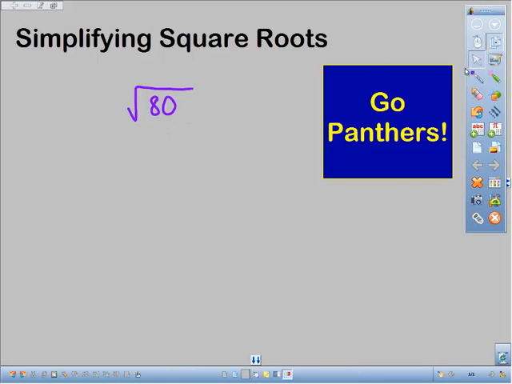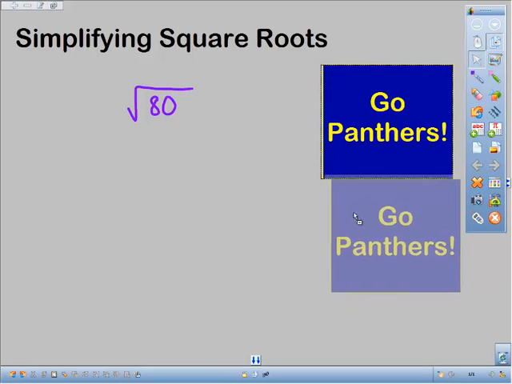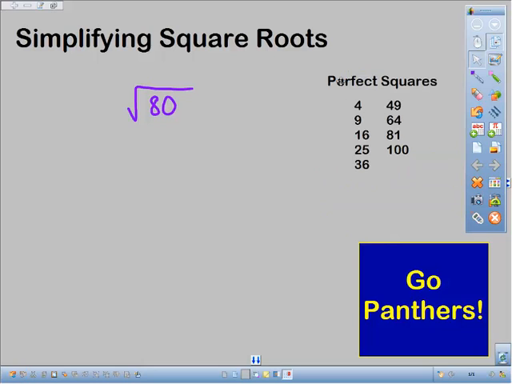The key thing to simplifying square roots is you need to be very familiar with the list called the perfect squares. The perfect squares are 4, 9, 16, 25, 36, 49, 64, 81, 100. This is not a complete list. It continues on from here. However, this is the list of ones that you'll use most of the time when you're trying to simplify a square root, especially the lower ones. If you're very familiar with 4, 9, 16, 25, 36, you're probably doing pretty good.